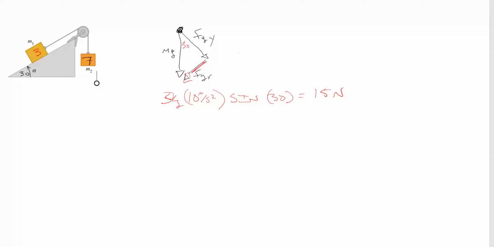Well, on the other side of the pulley, there's our 7 kilogram mass. And if I find out the force that's applied on him, since it's just straight down, it's just mg. So 7 kilograms times 10 meters per second squared is 70 newtons. So 15 newtons is pulling one way, 70 newtons is pulling the other way. So if I were to not have any friction at all, the net force would be the difference between the two. But since we have friction, we have to include it in this problem.